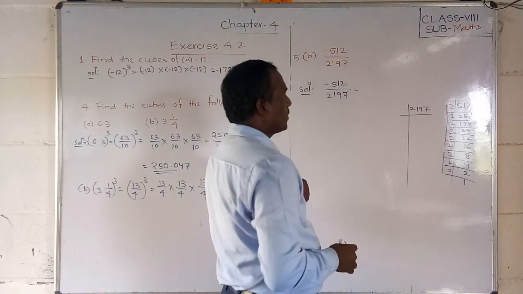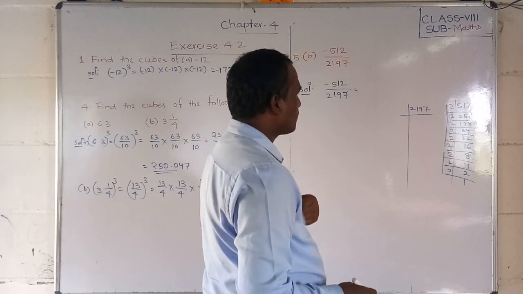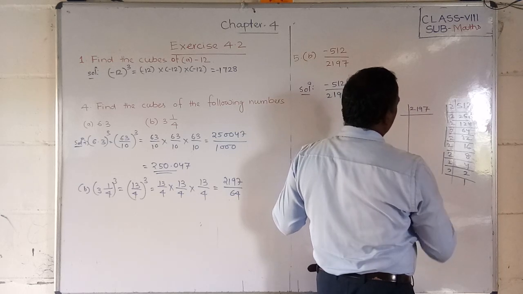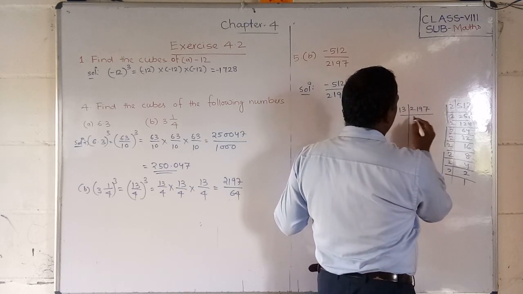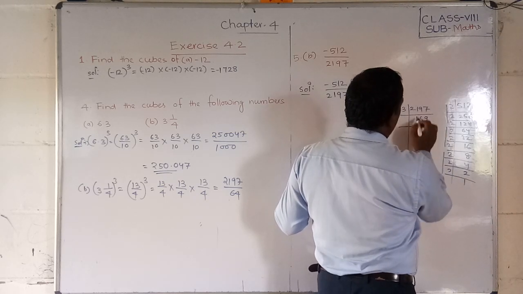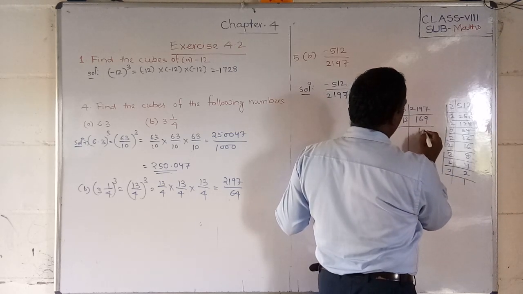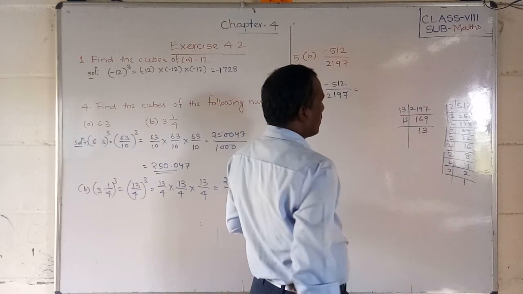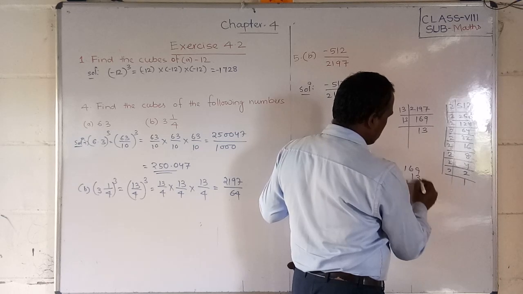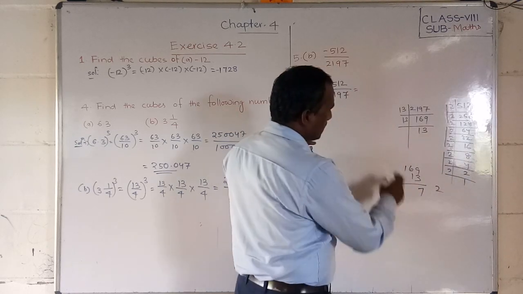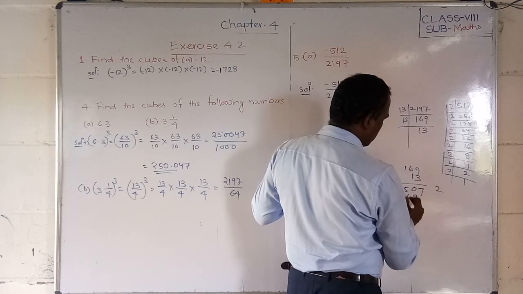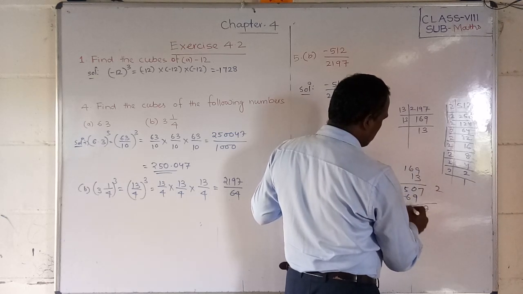Okay friends, so 2197 is the cube of 13. 13 times 13 is 169, and you can check by multiplying 169 into 13: 3 times 9 is 27, and continuing, we get 2197.